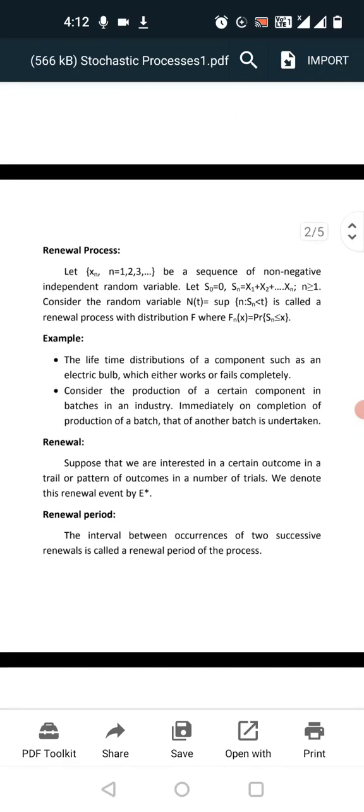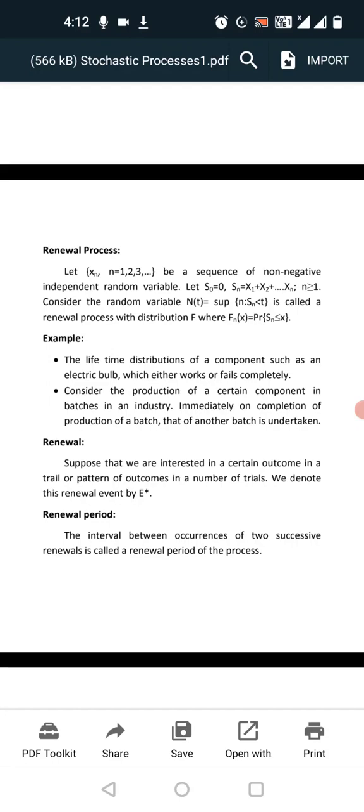Next, the renewal. What is renewal? Suppose that we are interested in a certain outcome in a trial, or a pattern of outcomes in a number of trials. We denote the renewal event by E star. So we want the outcome. For example, we achieve the goal. Okay, so we achieve the goal, then we try until the success. So that is the renewal, and it is denoted by E star.